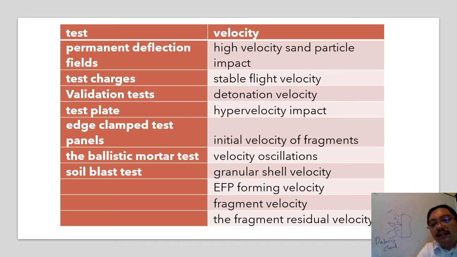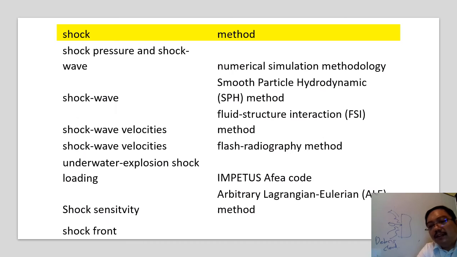Note all the equipment and testing I have listed from all these journals, all the abstracts. I take different tests: permanent deflection fields test, charge validation test, edge clamping test, ballistic mortar test. This is related to velocity: stable slide velocity, hypervelocity impact, EFP forming velocity. And this relates to shock pressure and shock wave velocity. This is the method many people using simulation use: small particle dynamics, fluid-structure interaction, and flash radiography method, impetus area code.